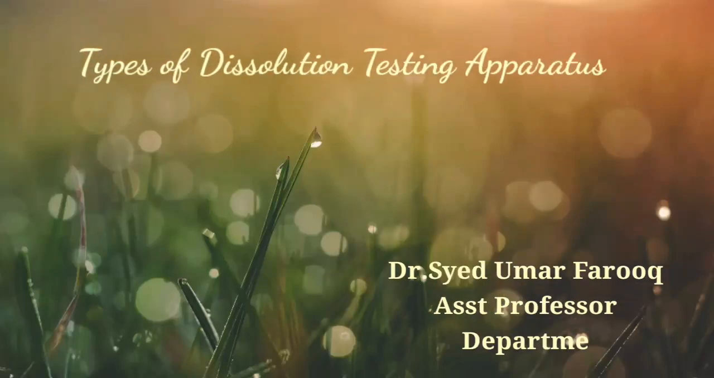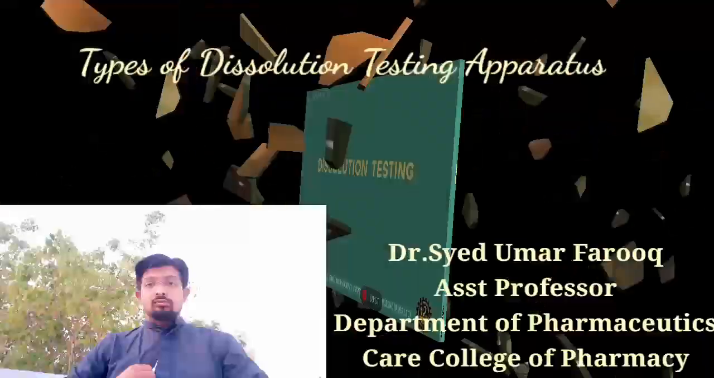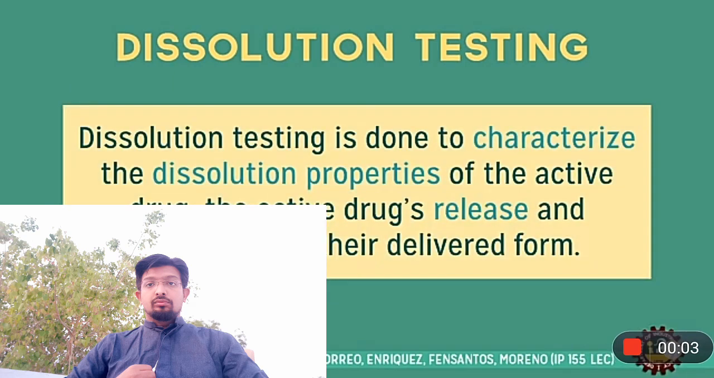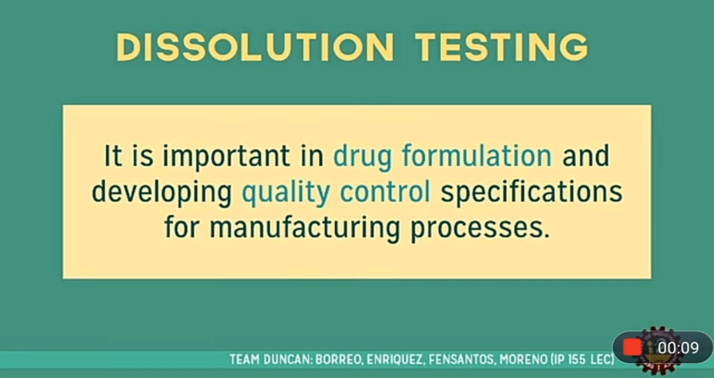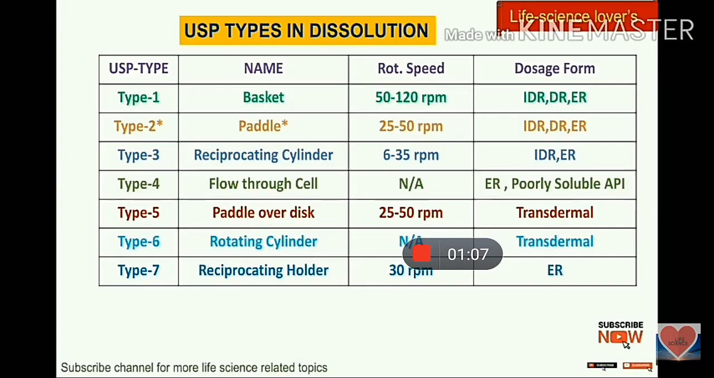Welcome back class. In this class we'll discuss the types of dissolution testing apparatus. Dissolution testing is done to characterize the dissolution properties of a drug, the active drug release and availability in the delivered form. Dissolution is a very important parameter in drug formulation and developing quality control specifications for manufacturing processes. There are different types of dissolution.